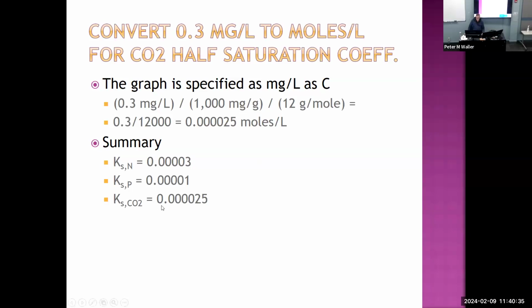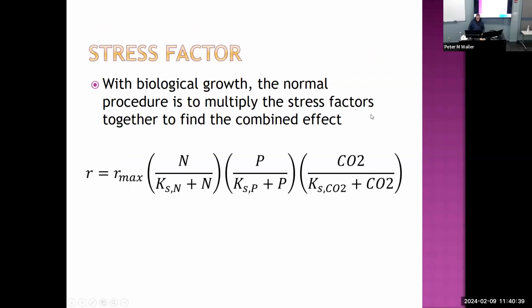So these are our three rate coefficients that we're going to use, half saturation rate coefficients. And then we're going to adjust the R value based on these Monod equations.